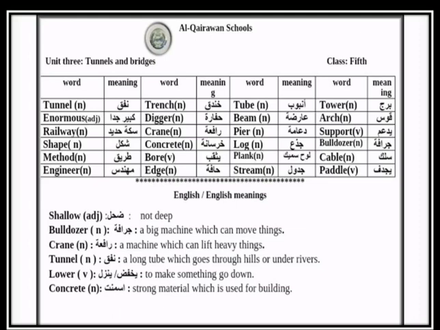Shallow, in Arabic it means ضحل. In English, not deep. Bulldozer, in English a big machine which can move things. Crane, a machine which can lift heavy things. Tunnel, in English a long tube which goes through hills or under rivers.